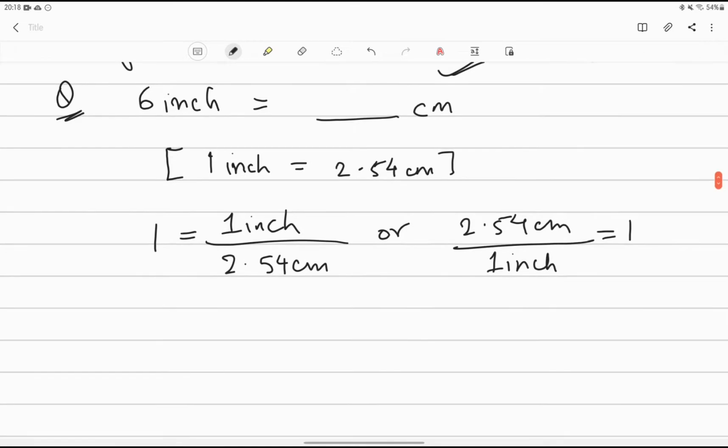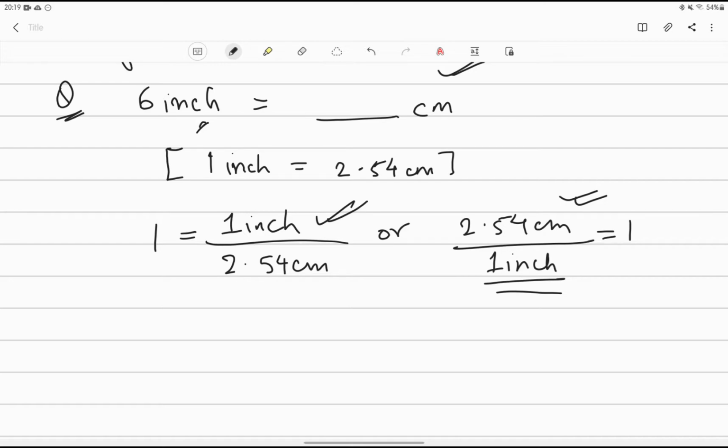Fine. So we have to choose one of these two. This is a unit factor. So between these two we have to choose that unit factor which has inch in the division form, so that I can easily cancel out the inch and I get the answer in centimeter.